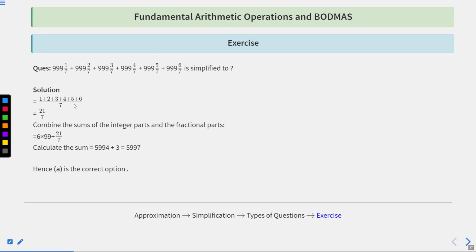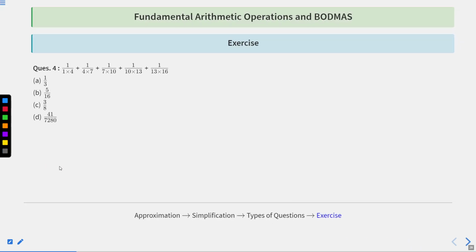So adding the fractions separately, you will get 21 upon 7. And now combine the sum of the integer part and the fractional part, which is 6 times 999 plus 21 upon 7. So calculate the sum, you will have 5994 plus 3, which is equal to 5,997, which is option number A.